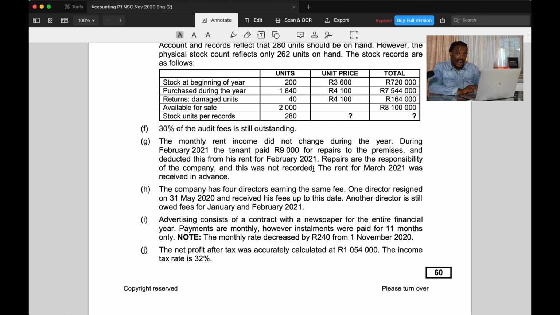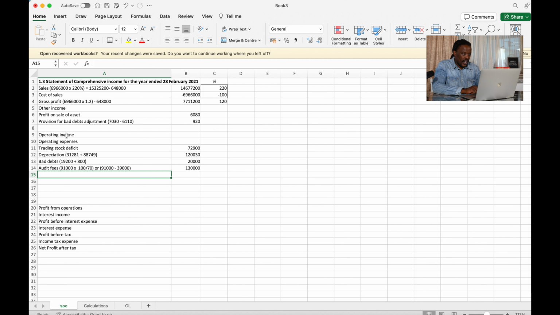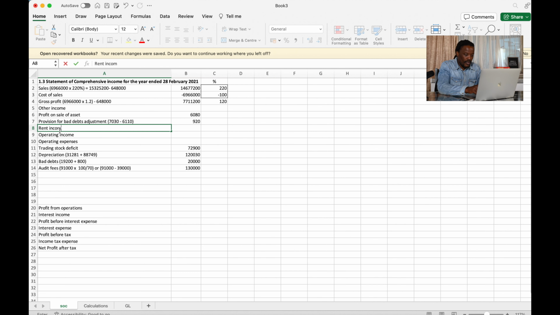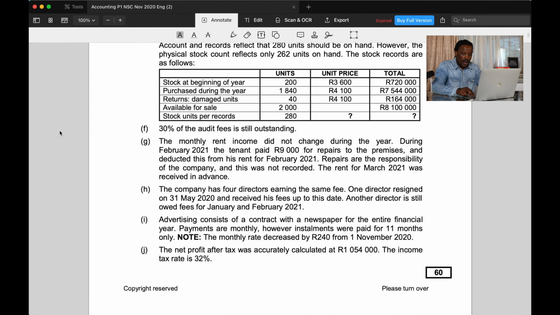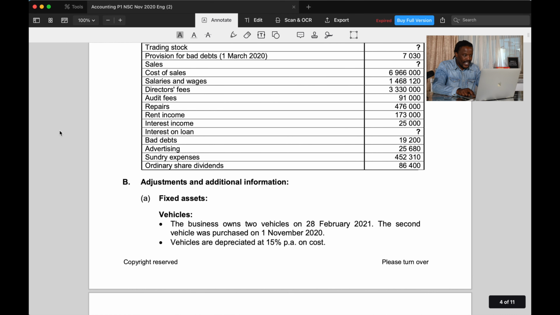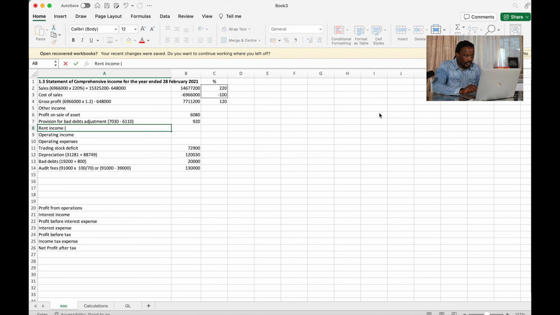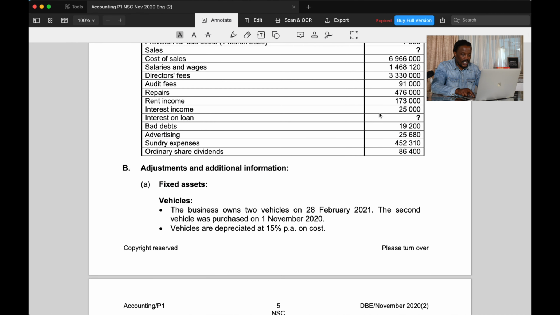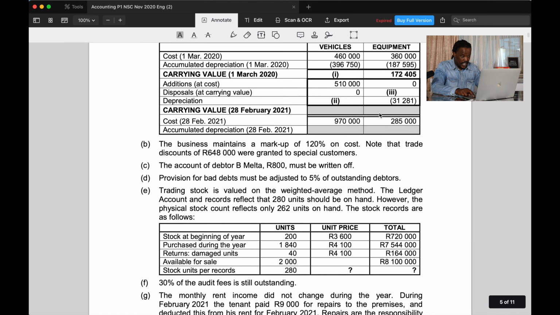It means that whatever amount is received there is for 13 months. Let's look at the rent income and record as such. We go to other income and say rent income. Then we put in brackets what is given there, which represents 13 months rent income, 173,000.